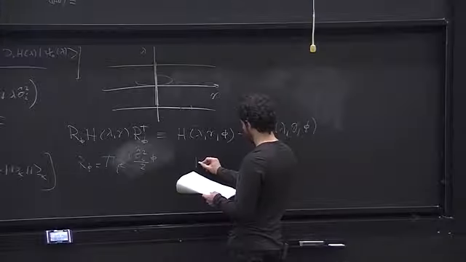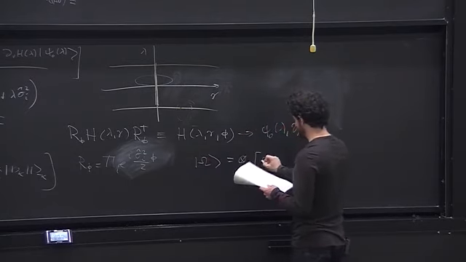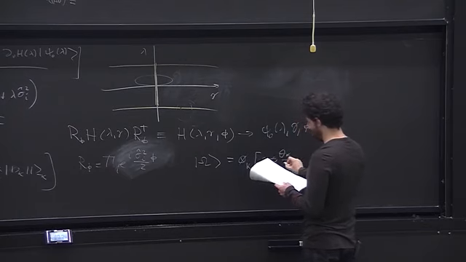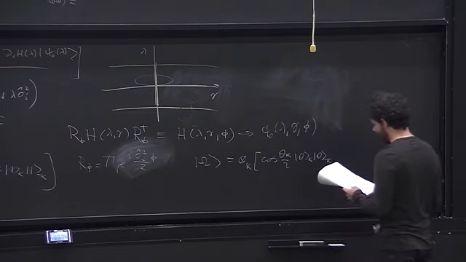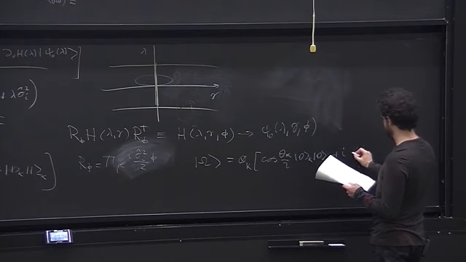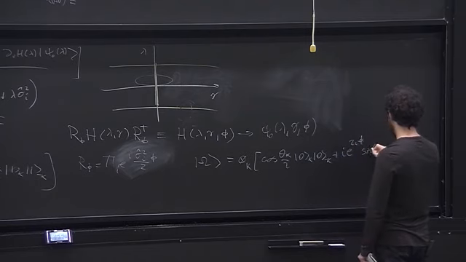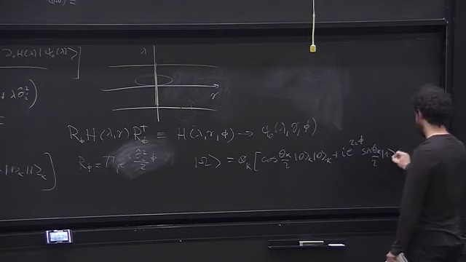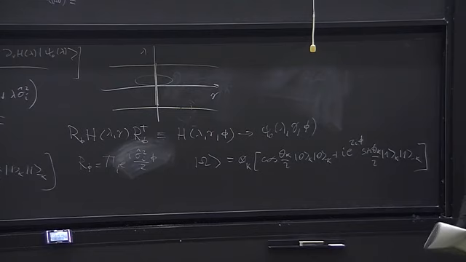Of course, now it has a slightly different form, which is cosine of theta k over 2, |0_k, 0_-k>, so this part is the same, plus i e^{2iφ} sine of theta k over 2, |1_k, 1_-k>. So all you get is this phase.